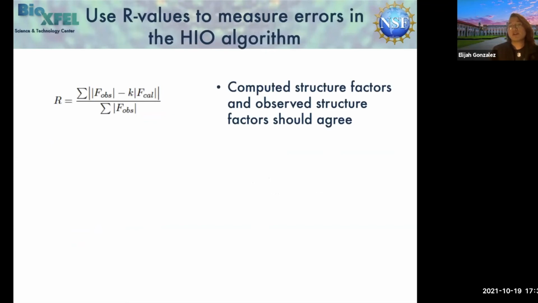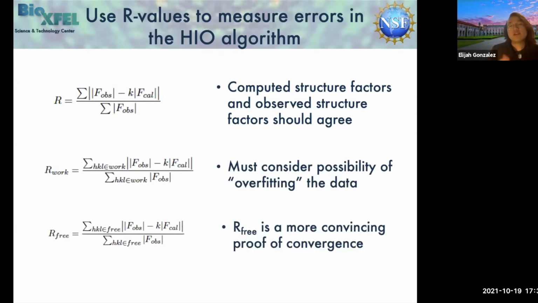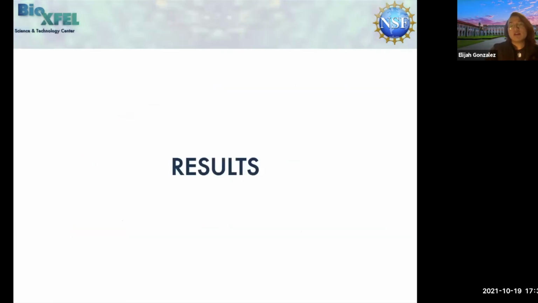If you aren't familiar with what an R value is, it's essentially recording the agreement, or the error in agreement, between the observed amplitudes and the calculated amplitudes. And of course they should agree. And we have to consider that we may be overfitting the data when we're doing this iterative loop. So we're going to set a small portion of the data to not go through the HIO scheme. And we're going to compare and see whether or not those indices actually do agree with what we observed, even if they didn't enter the HIO scheme. And so generally R-free is going to be a more convincing proof of convergence. Sometimes you'll see people cite R-work, but really as crystallographers, we're interested in looking at the R-free values over time.